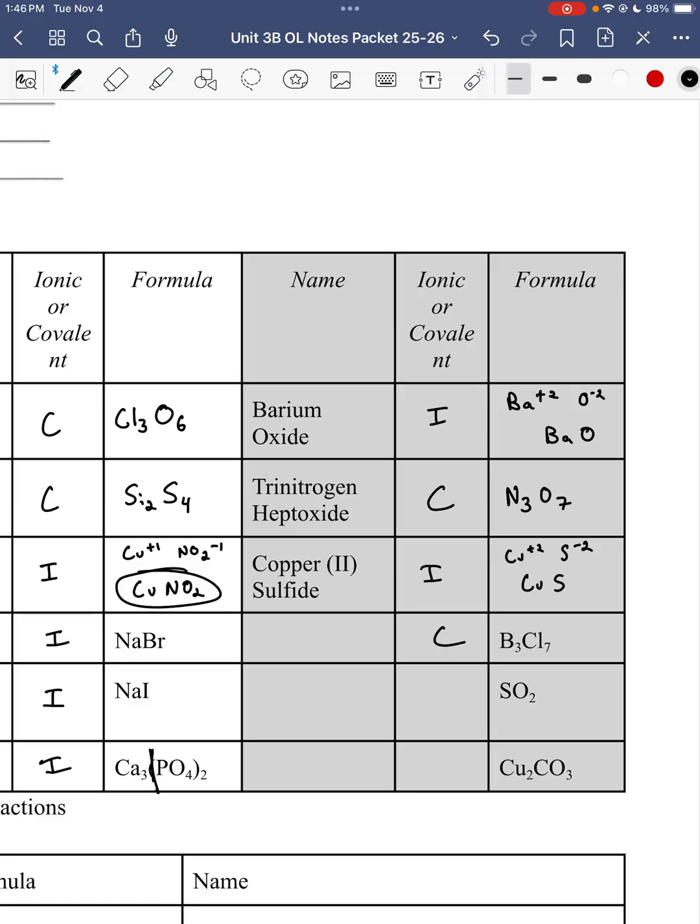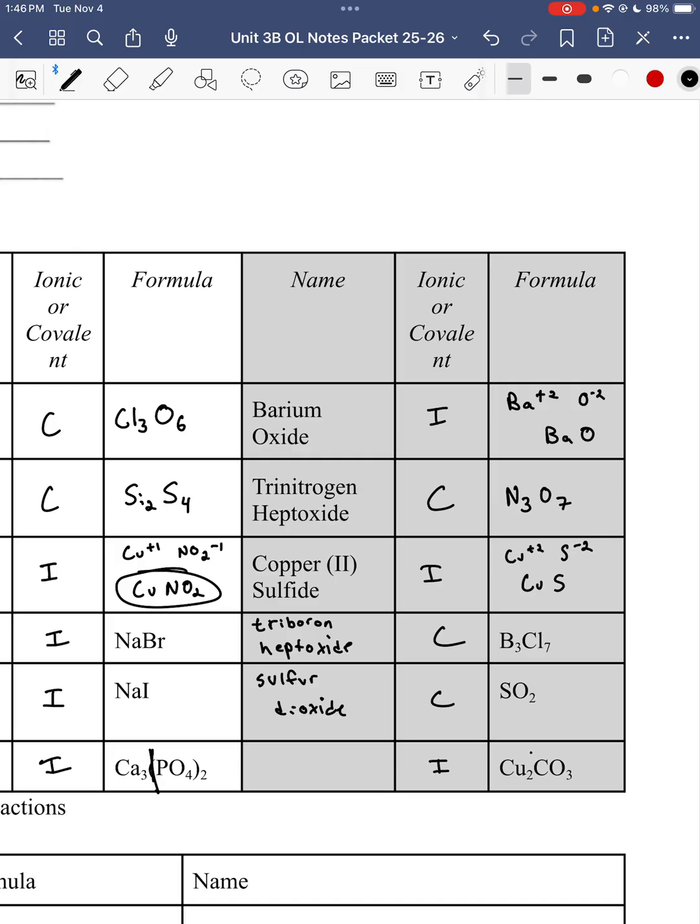B3Cl7 is going to be a covalent compound because it's multiple nonmetals. So I'll use my prefixes and call this triboron heptoxide. I have another covalent compound below that with multiple nonmetals. This will be called sulfur dioxide. Remember, no mono if it's the first thing.